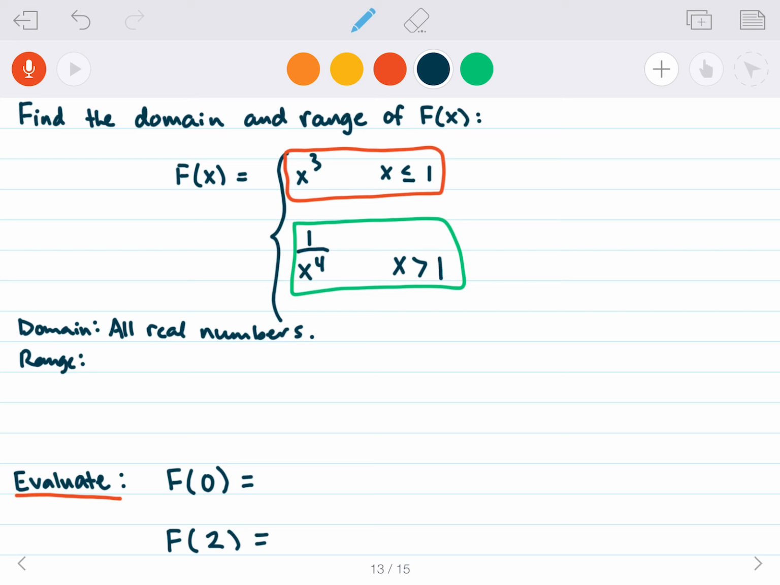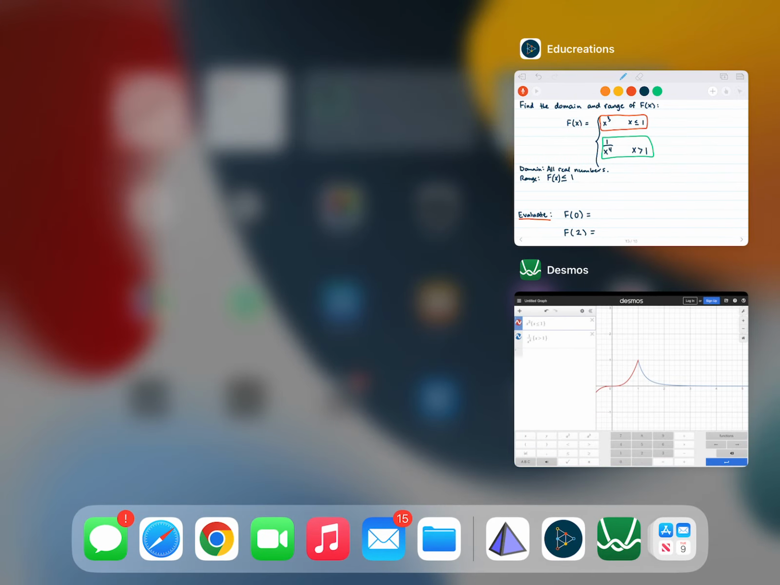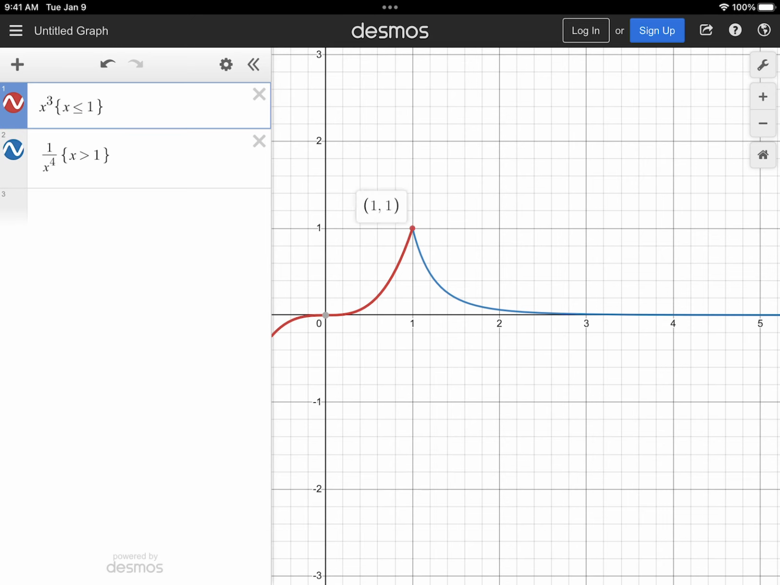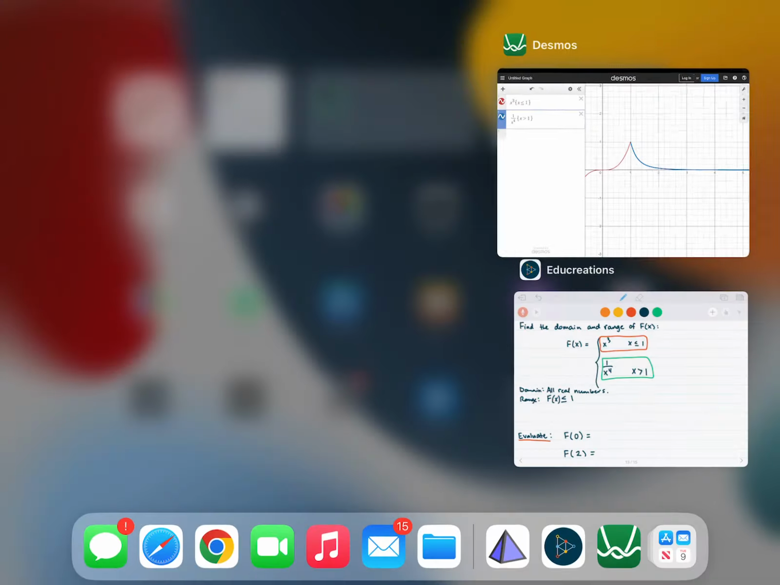So to say this in terms of inequality, we can just say that x is less than or equal to 1. Or maybe I should say y. Well, maybe I should say capital F of x, because that's what we're using as our y here. So the range is capital F of x is less than or equal to 1. Why? Because the highest point that it goes is y equals 1, and the lowest point that it goes down forever and ever. So that is our range.